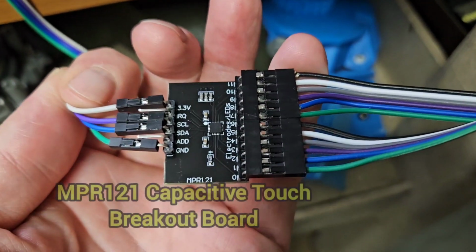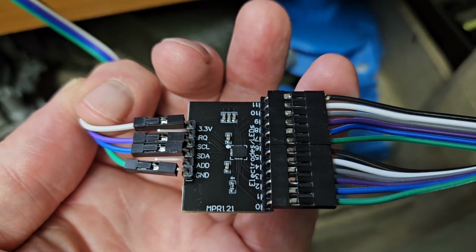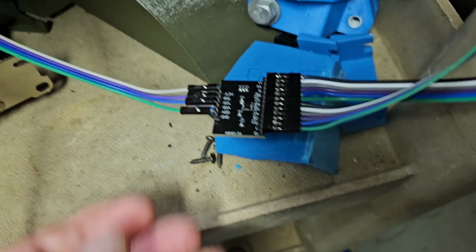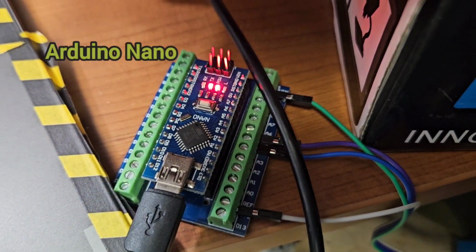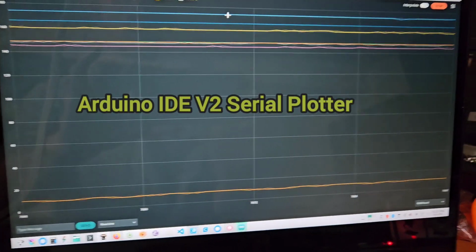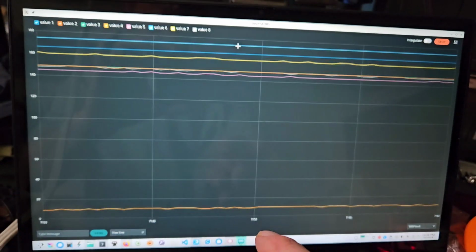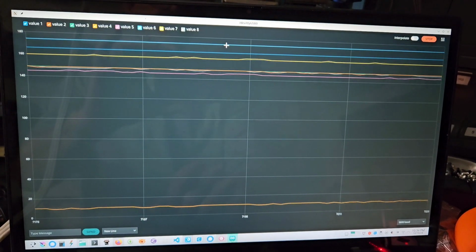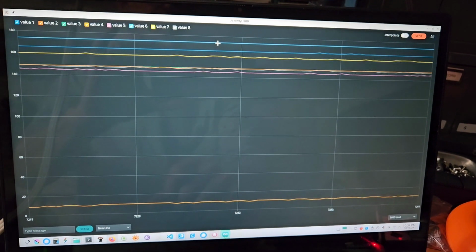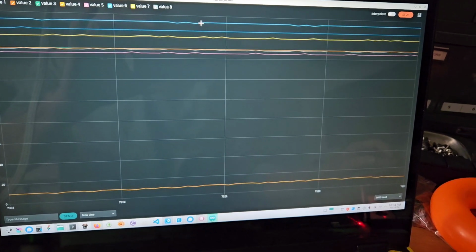And that goes down to a MPR121 sensor board, which then goes over to the Nano and to the laptop. You can see in the Arduino plotter that I've got several lines representing the different horizontal and vertical threads, and I think I've figured out most of them.